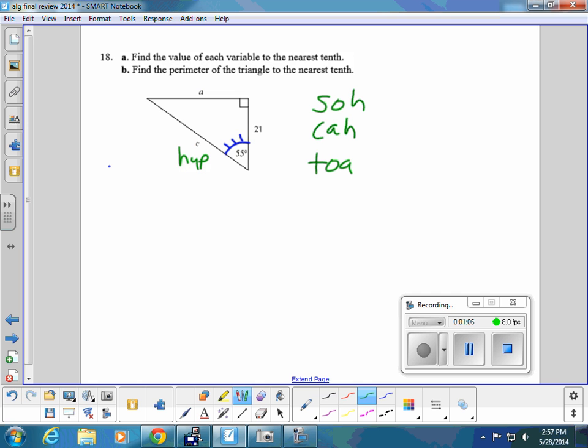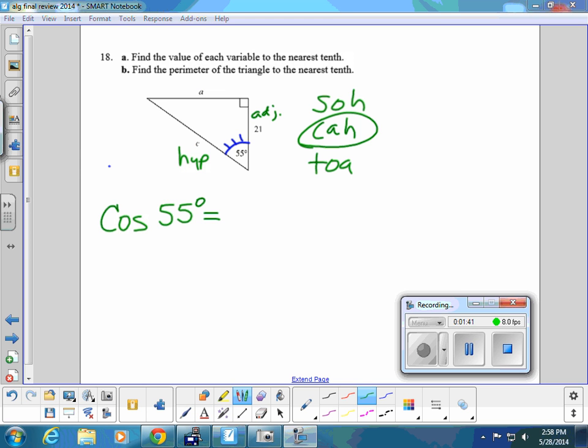We know C is the hypotenuse. Okay, we know that the hypotenuse is the longest side of the triangle. It's opposite the right angle. Okay, well, they give us 21, and 21 is, compared to 55, adjacent. I'm just going to abbreviate adjacent. So we're going to use the one that has H and A in it, and that's the CAH, or the cosine. And you write it out this way. You need to show your work on the test. The cosine of 55 degrees is equal to the adjacent side, which is the 21, over the hypotenuse, which is C.